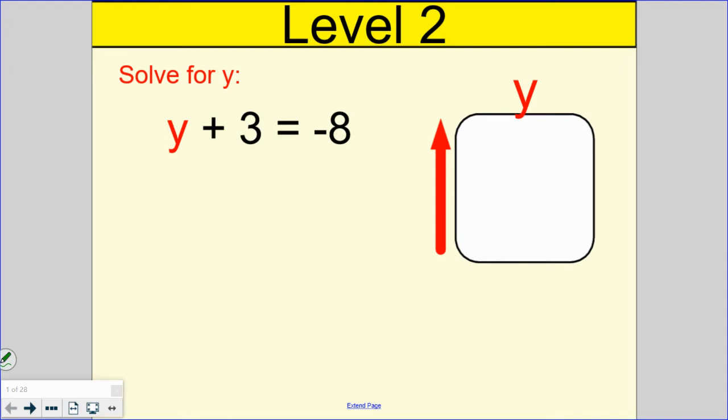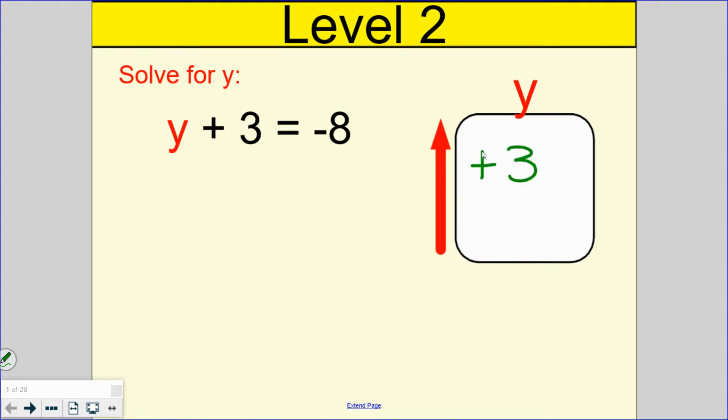Everyone, this is Mrs. Shaw, and today we're going to be solving for y. So this equation, y plus 3 equals 8. And we like to have it in our chart here, what is happening to y. Well, for y then, we are adding 3.